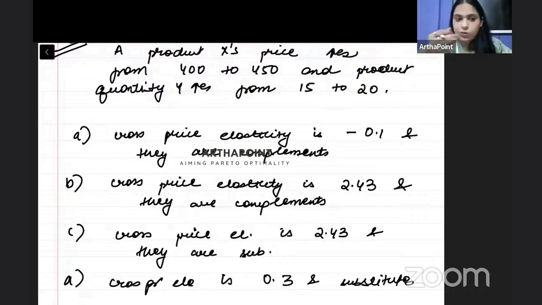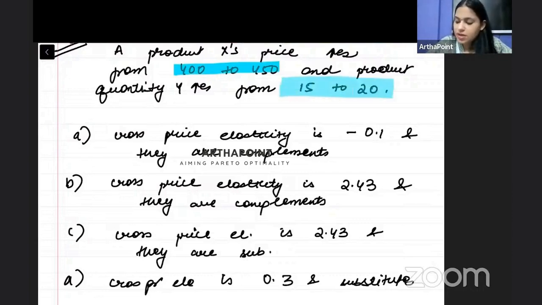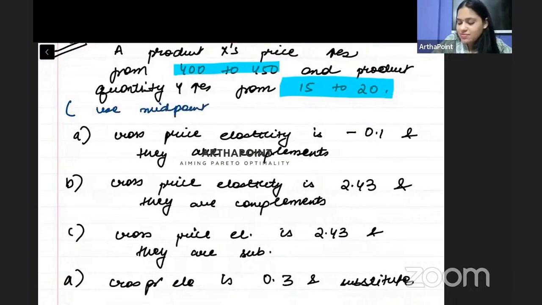बेटा ट्राई टू डू दिस क्वेश्चन योरसेल्फ. देखो ध्यान से, प्रोडक्ट एक्स का प्राइस बढ़ रहा है 400 से 450 और प्रोडक्ट वाई की डिमांड बढ़ रही है 15 से 20. देन विच ऑफ द फॉलोइंग स्टेटमेंट इज करेक्ट? ओके, यू आर सेइंग ए. व्हाट अबाउट अदर्स? डी. अच्छा, प्लीज रीडू द क्वेश्चन. इन ब्रैकेट राइट डाउन यूज मिड पॉइंट मेथड. दोबारा करो क्वेश्चन.